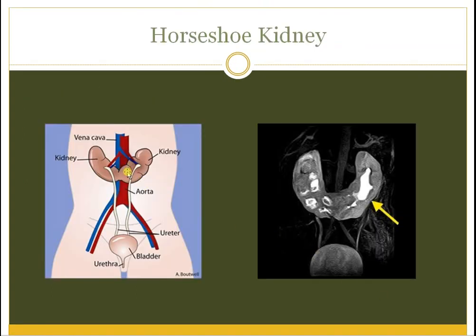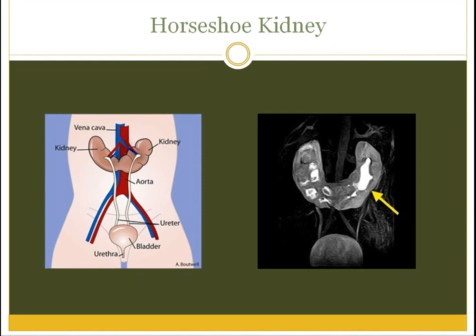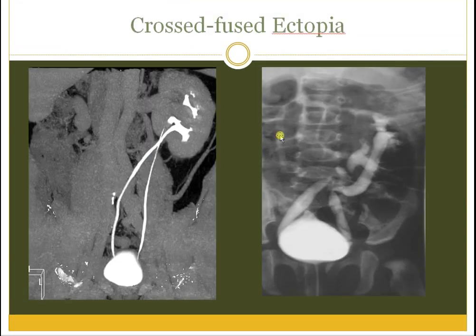And here is an example of the horseshoe kidney, where the inferior poles are fused and they get obstructed when they are migrating, and this is the radiological image of the same. Here is the crossed fusion ectopia, meaning the kidney has crossed and then fused. So it's a crossed fusion ectopia, and this can be demonstrated using urography.